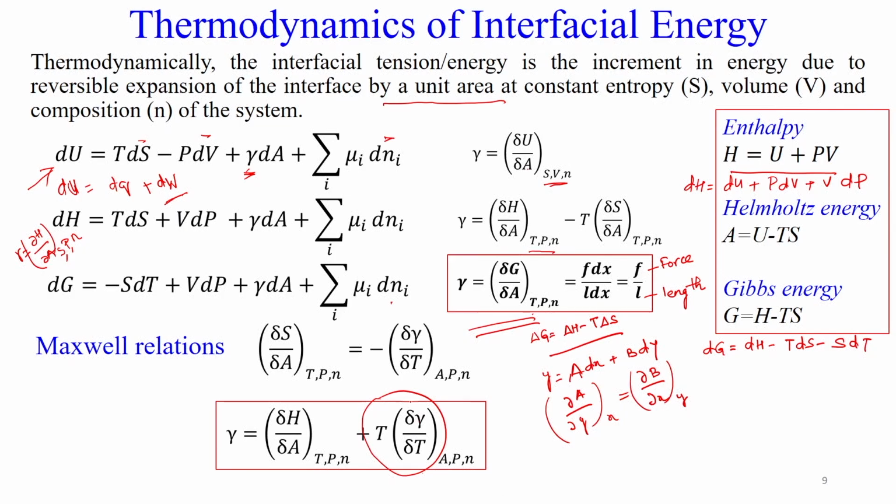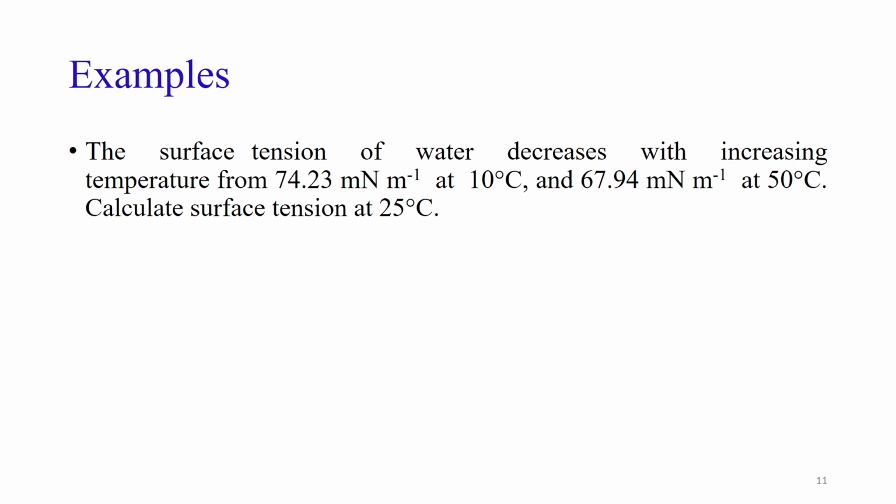Now, as I discussed, what we see is there is a linear relation between the surface energy and the temperature, and it says if you increase the temperature, the surface energy is going to decrease. So, in one experiment for the water, at 10 degree centigrade it has a surface tension of 74, and at 50 degree centigrade, of course it is decreasing, its value has come down to 67.94.